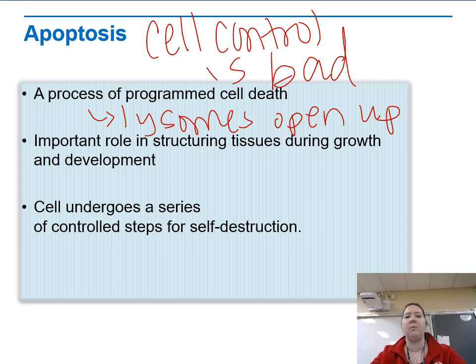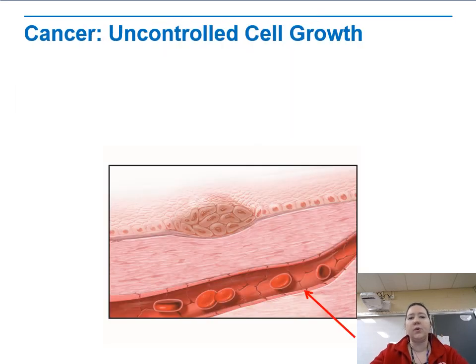This is one of the problems with dealing with cancer, because our cells are already programmed to do this when something's wrong. And so cancer is when something's wrong, but this process, apoptosis, isn't working to control that. So cancer is uncontrolled cell growth.